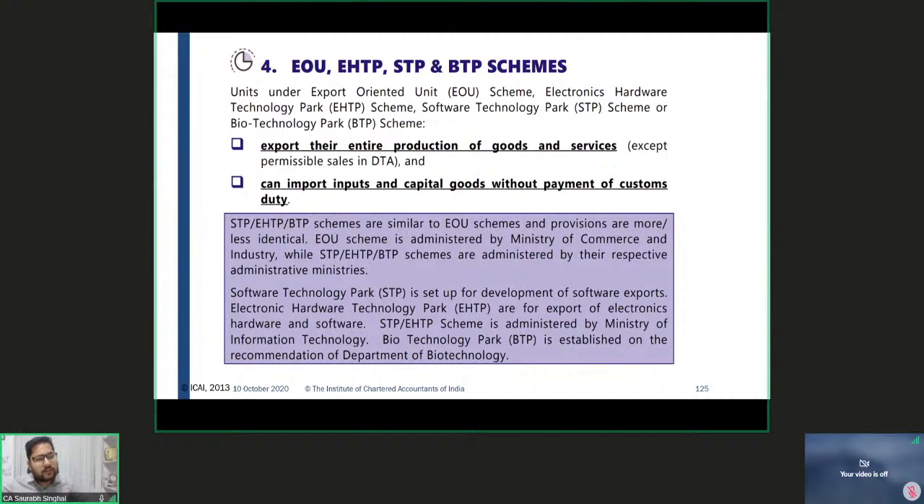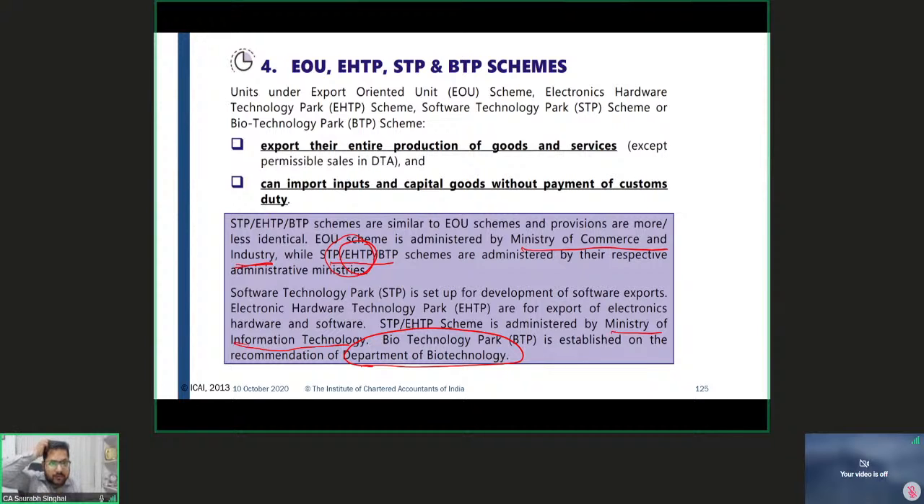Now, all these are more or less the same. Just that EOU comes under the Ministry of Commerce and Industry, whereas STP and EHTP come under the Ministry of Information Technology, and BTP comes under the Department of Biotechnology. So the administering department is different. Otherwise, they are the same.